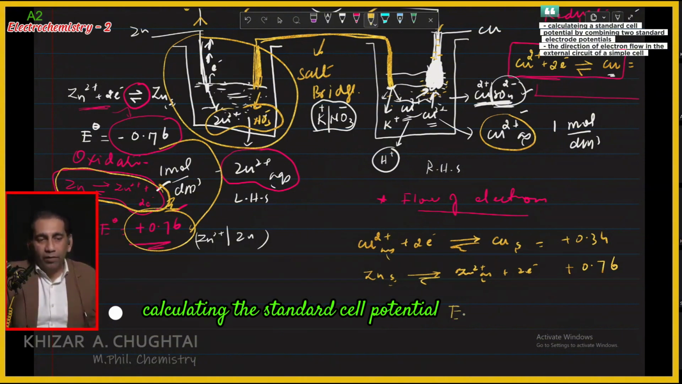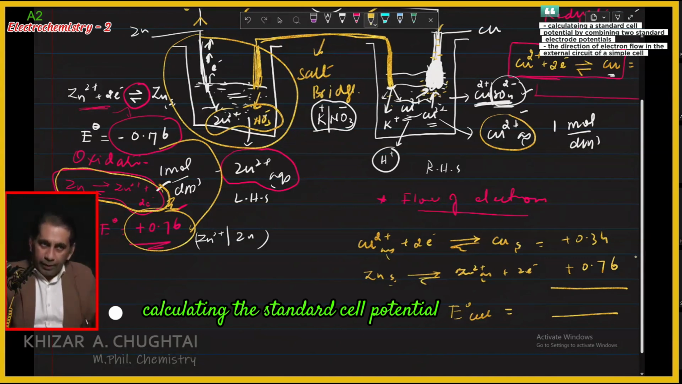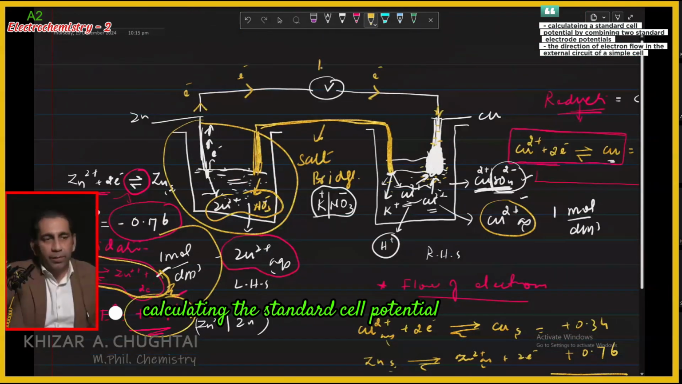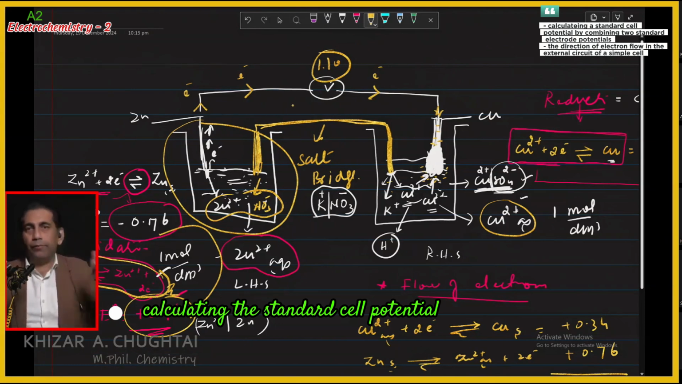If they are asking to find the E naught of the cell, then simply you add these two answers. Simple. One equation will be flipped according to the data booklet, its answer will also be flipped, then finally I simply add them. So the answer is plus 1.10 volt for the overall cell. This is the voltage that is appearing over here. By the combination of these two half cells, the basic voltage that has been produced is 1.1 volt.